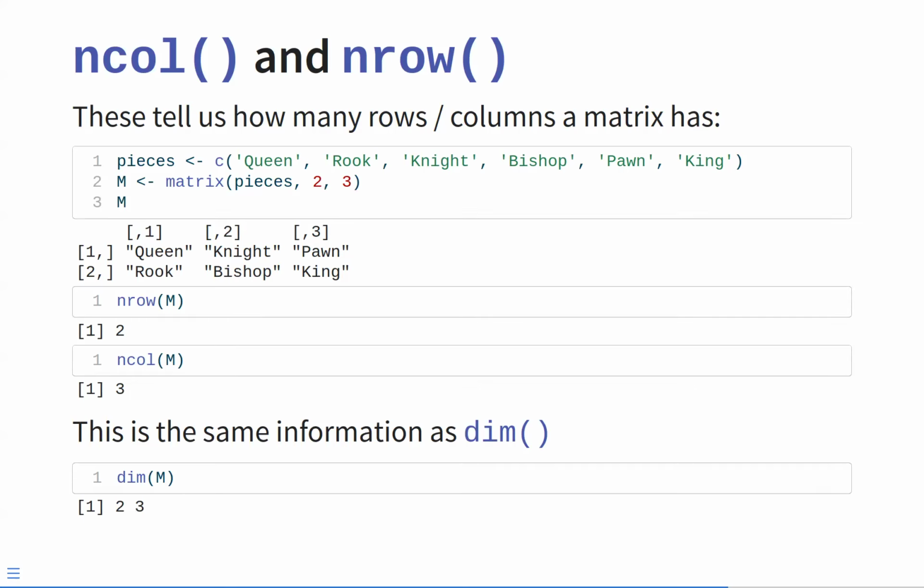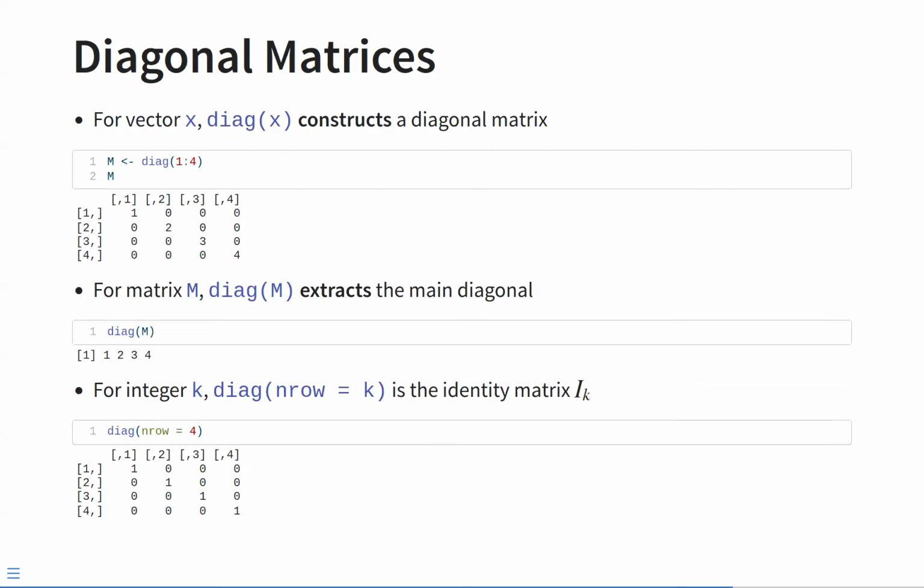If we want to check the number of rows or columns in a matrix, we can use the commands ncol and nrow. Here's a little example with the chess pieces from earlier. I can check how many rows are in this matrix of character data. The answer is 2. I can check how many columns there are. The answer is 3. And notice that this is exactly the same information as I get from dim. It's just a bit more convenient, perhaps, if all I really want is the number of rows, to extract that directly and not have to get both the number of rows and columns at the same time.